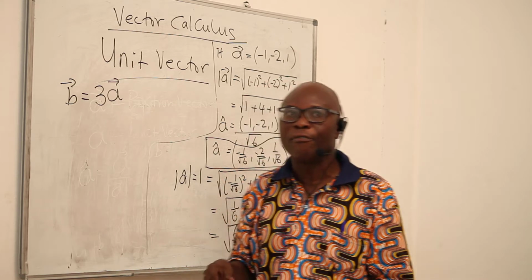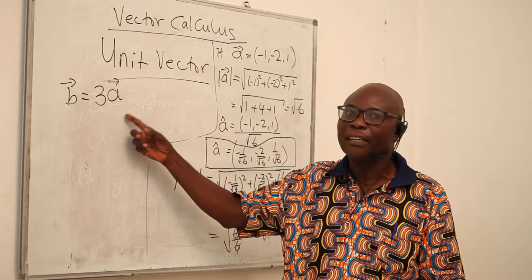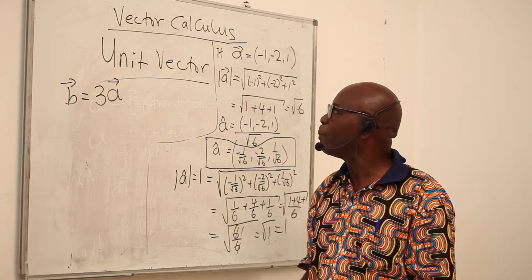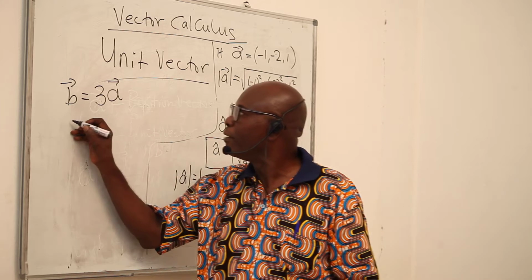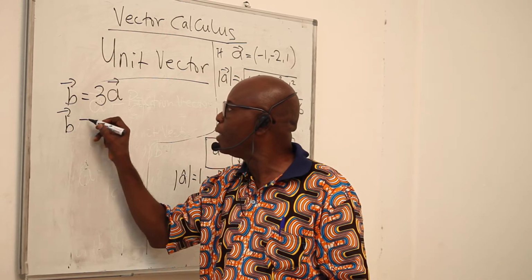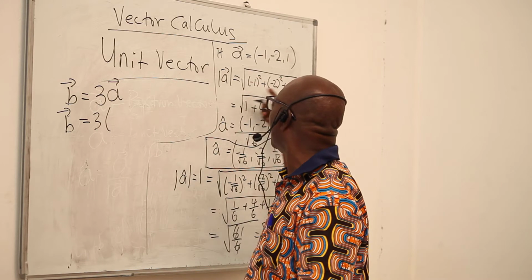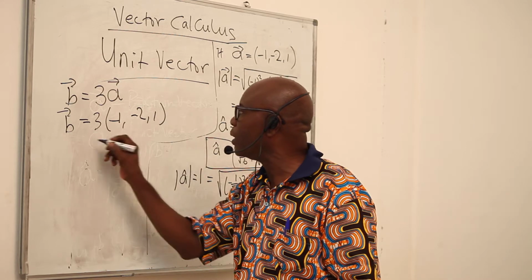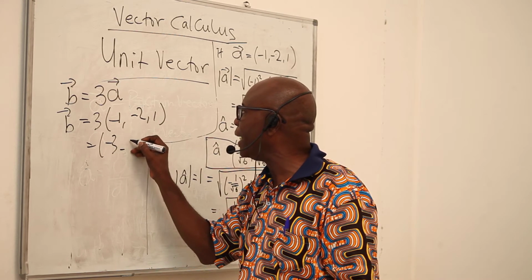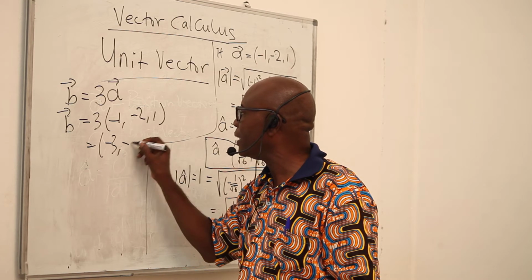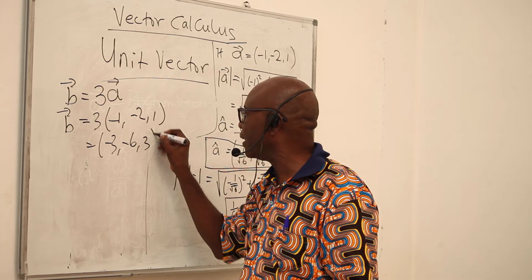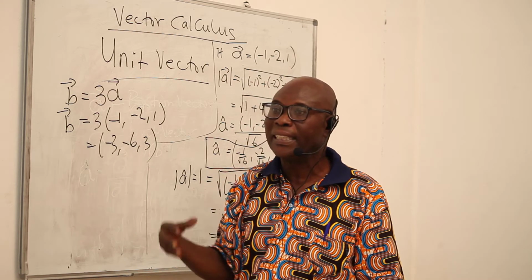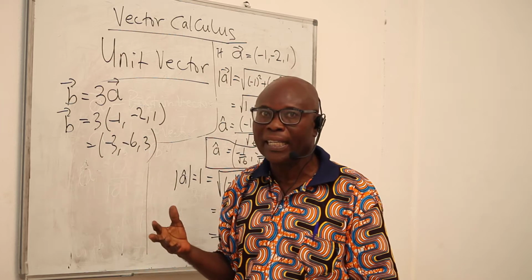If you want to find a vector which is 3 times the vector A, then we multiply. Vector B will be 3 times vector A, which is minus 1, minus 2, and 1. And that will give us the vector minus 3, minus 6, and 3. This is a vector B which is 3 times bigger than vector A.